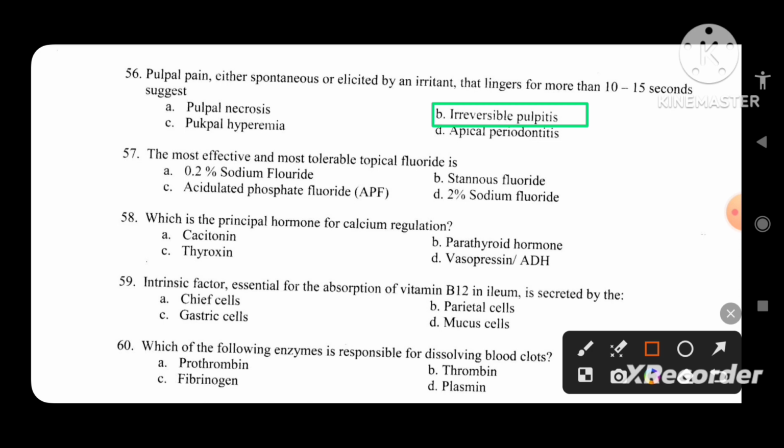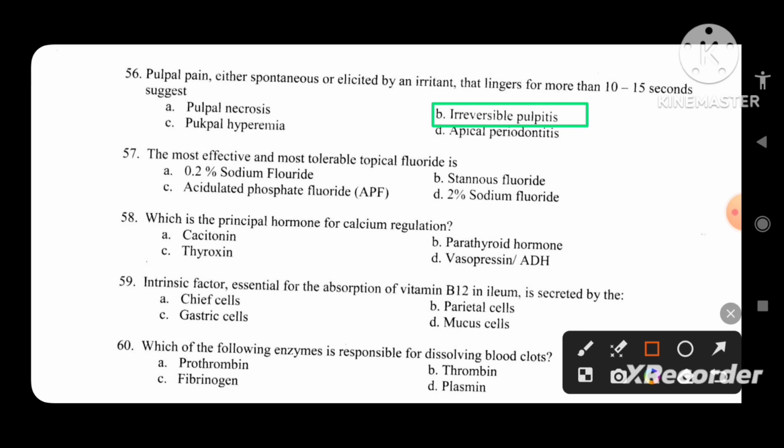It is called irreversible pulpitis because in reversible pulpitis, if you remove the irritant within 10 to 15 seconds, the pain will subside. But in irreversible pulpitis, the pain will not subside even after 10 to 15 seconds, even after removing the irritant.